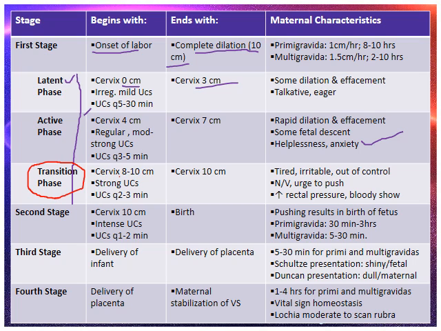This one is from 8 to 10. The cervix gets completely dilated. This is the phase where, if they're going to hate their husband, they hate their husband. If they're going to be really irritable and angry, this is when it's going to be. This is when they're wanting to stop and go home.